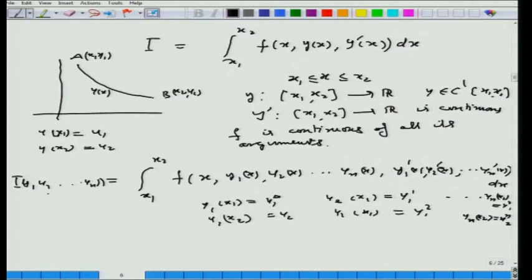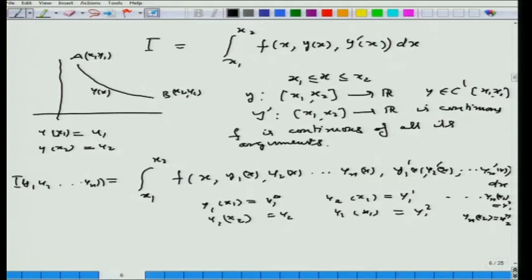And then other kinds of integrals, more general forms, where you have several dependent variables y 1, y 2, y n appearing like this: the integral over x 1 to x 2 of f, where x is the independent variable, whereas y 1, y 2 are dependent variables, and their derivatives y 1 prime, y 2 prime and y n prime are appearing.